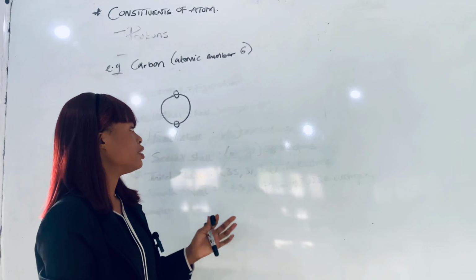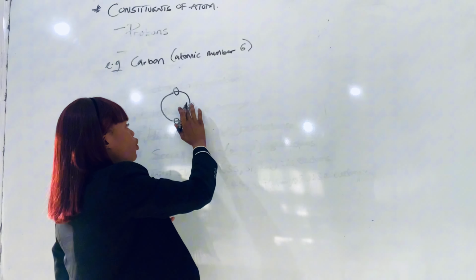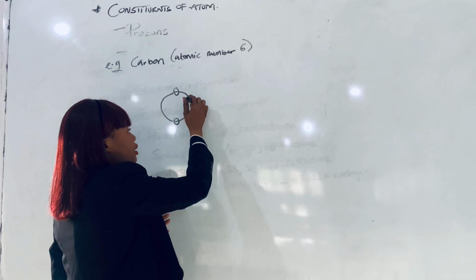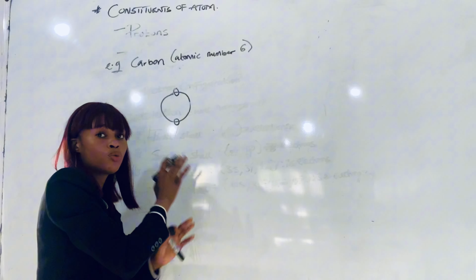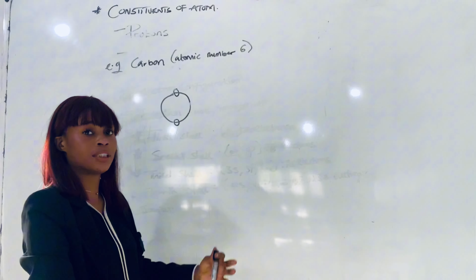So where do we place the 4? Do we put it here? No, we do not. Why? Because the first shell can only accommodate a maximum of 2 electrons. So any other electrons left must be moved over to the second shell.